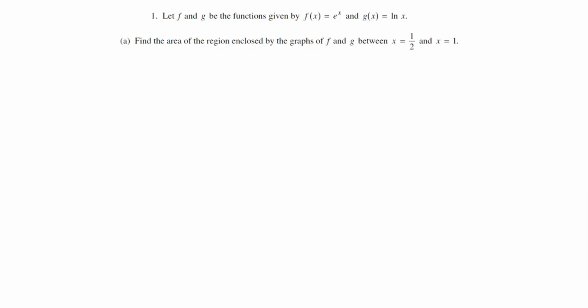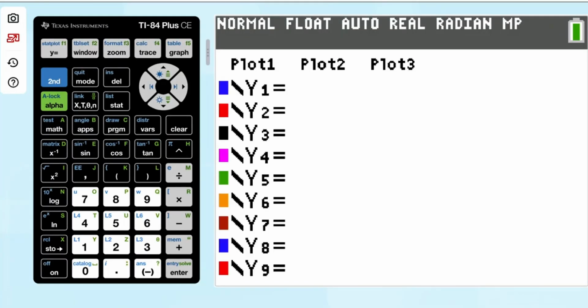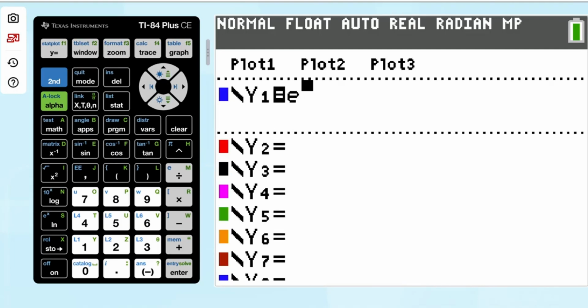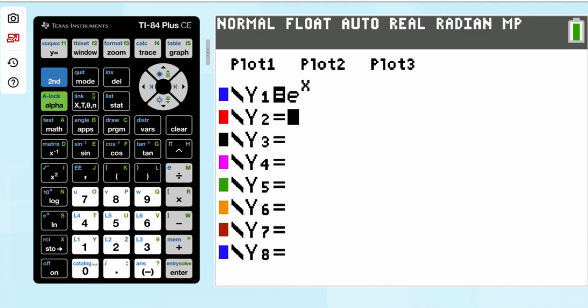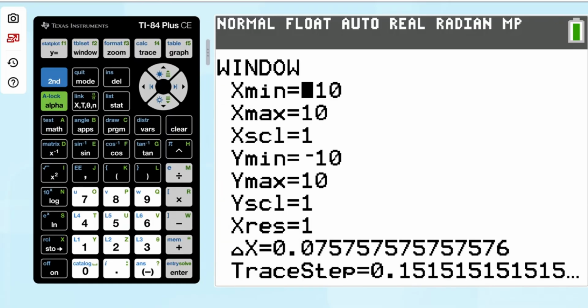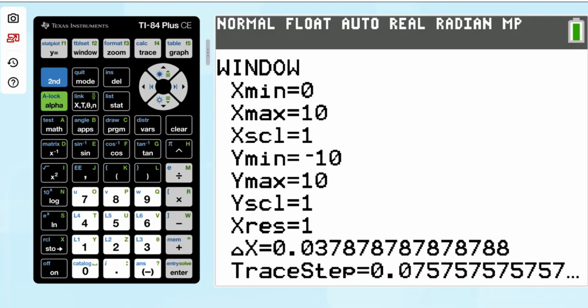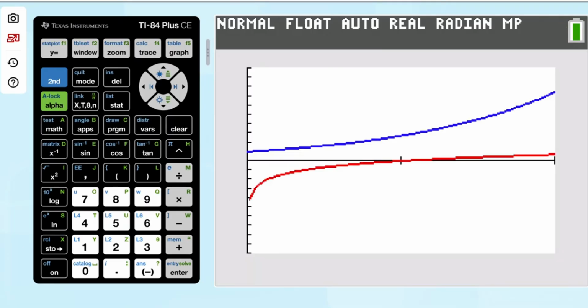So if you're not sure which one is above the other one, you should be, but if you're not, just go ahead and go to your graphing calculator and graph the 2 functions, right? So we'll graph e to the x, and we'll graph ln of x. And we're talking about the interval from 1/2 to 1. So maybe we'll just make our window like 0 to 2, just so we can see it a little bit more closely up here. Our first one that we graphed was e to the x, right? And we can see that that one's above ln of x, right?